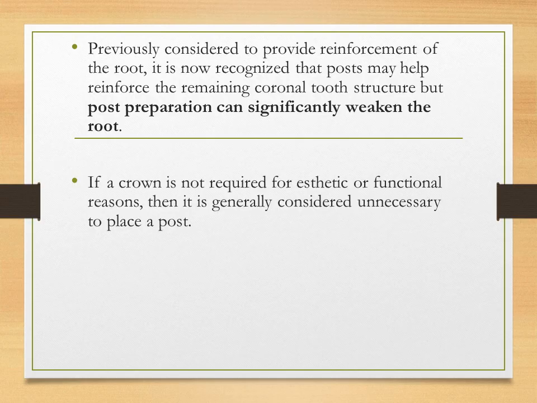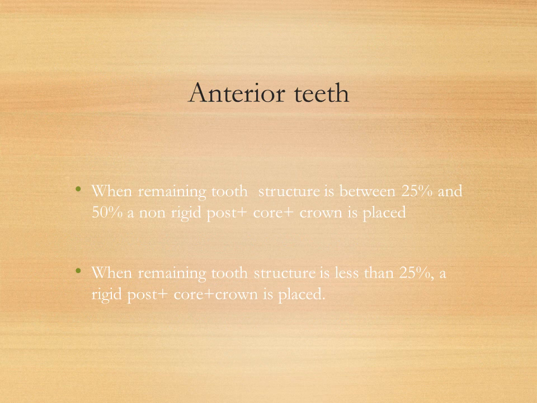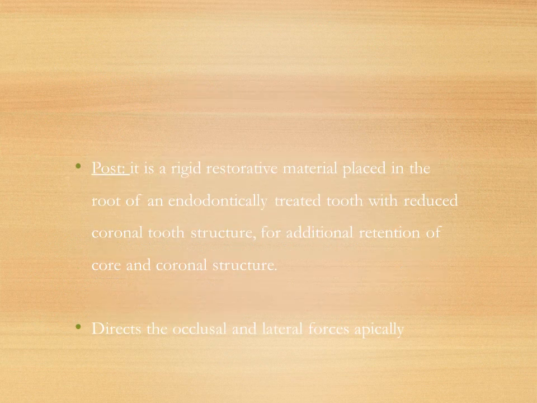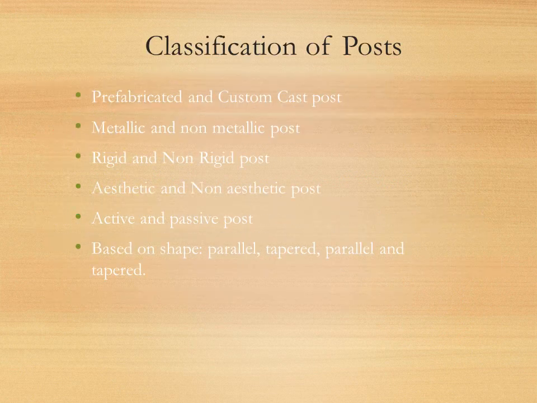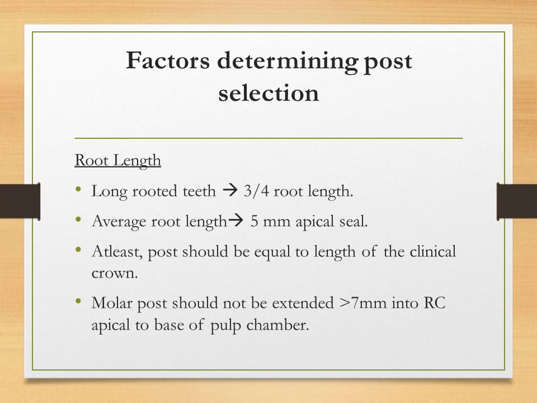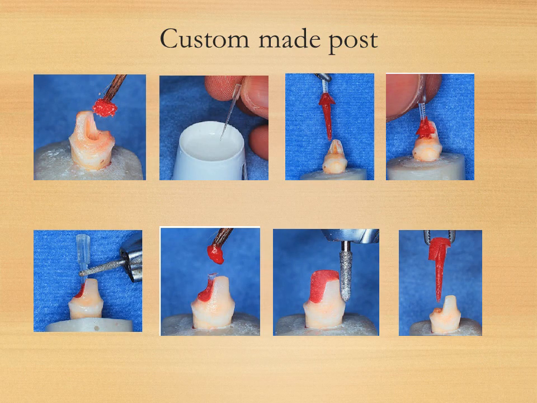I had given a brief on treatment planning, on how you decide when to give a post for anteriors and when you suggest to give the post for your posterior teeth. And then we went on to the classification of the different types of posts. Today I will be discussing in detail the custom made cast post and your prefabricated fiber post. Regarding the procedure on how to do it, I will be explaining it soon.